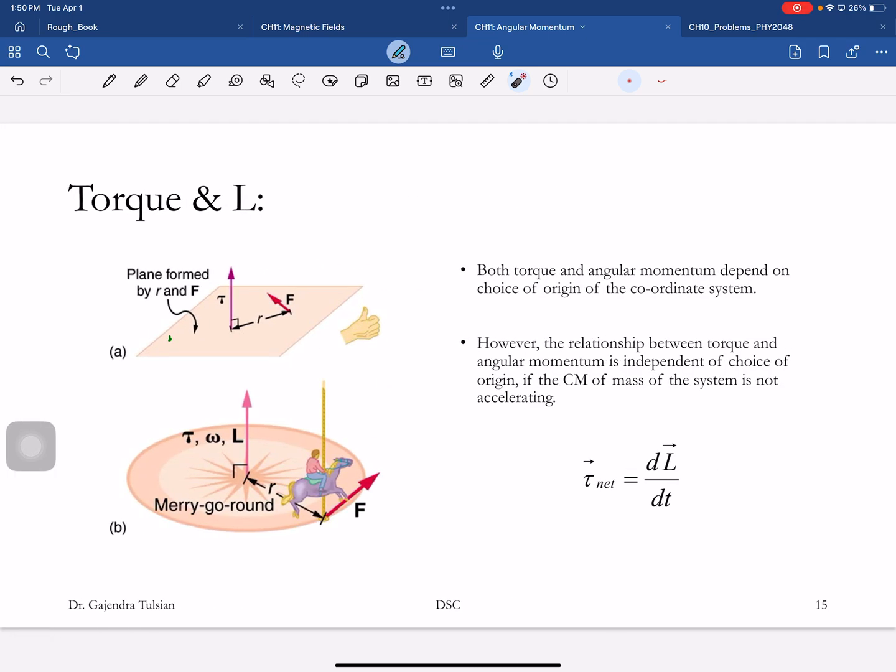The relationship between torque and angular momentum is independent of the choice of the origin if the center of mass of the system is not accelerating. Both torque and angular momentum depend on the choice of the origin of the coordinate system. So to apply this equation, you have to calculate the torque and angular momentum about the same point. You can't calculate them about different points.